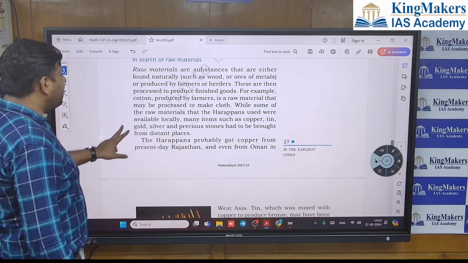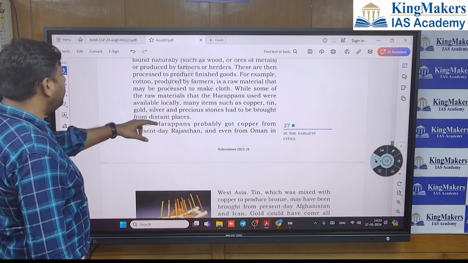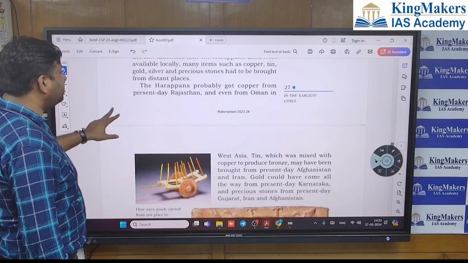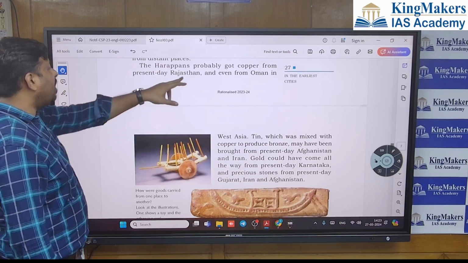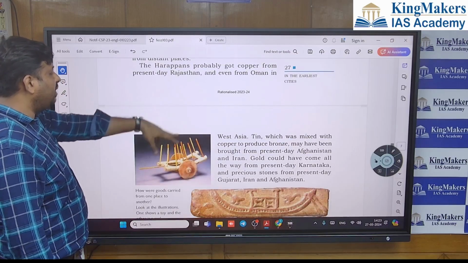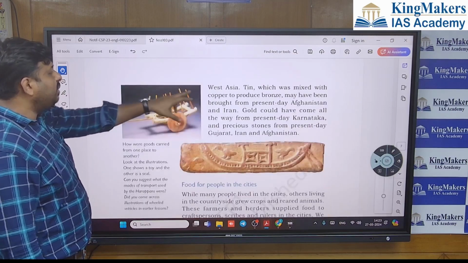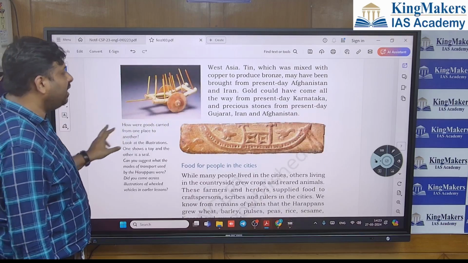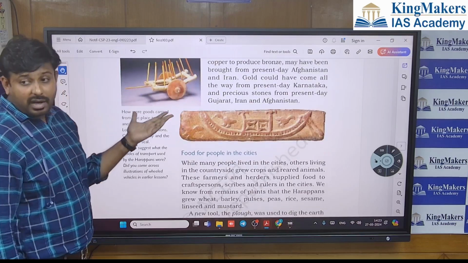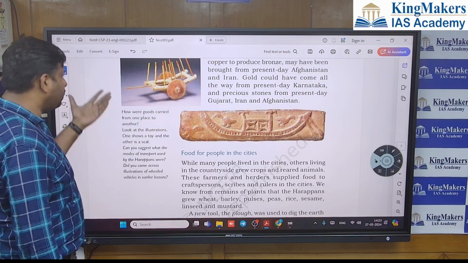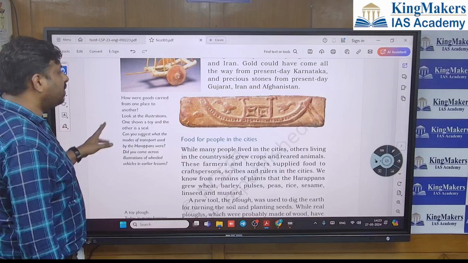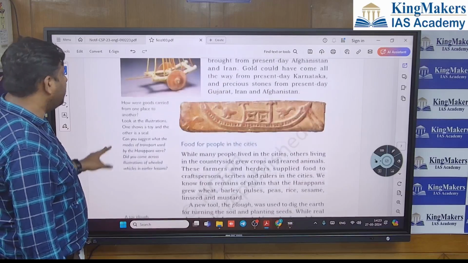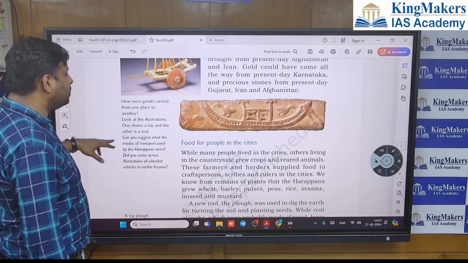So Harappans used many items such as copper, tin, gold, silver, precious stones brought from distant places. They got copper from Rajasthan, Oman, and West Asia, which is mixed with tin to produce bronze, which is taken from Afghanistan, Iran. Gold comes from Karnataka, maybe. Okay, and also precious stones from Gujarat, Iran, Afghanistan. Look at the toys, no? These are good toys for children.